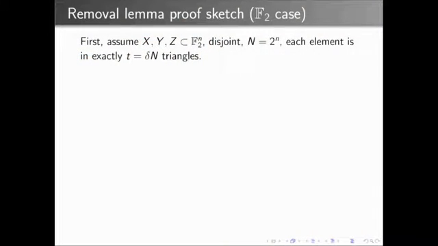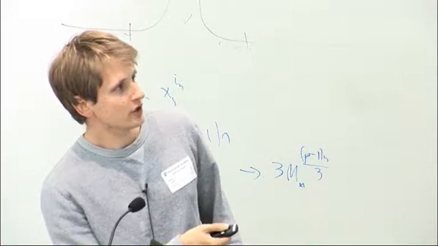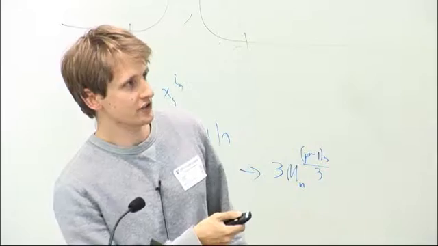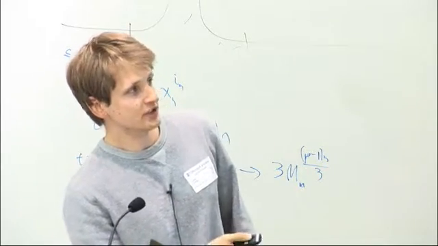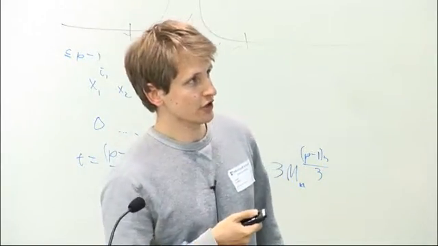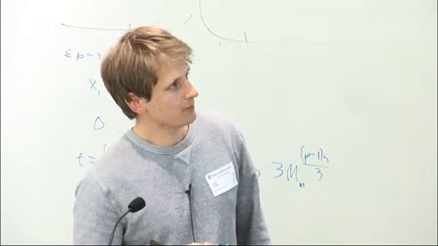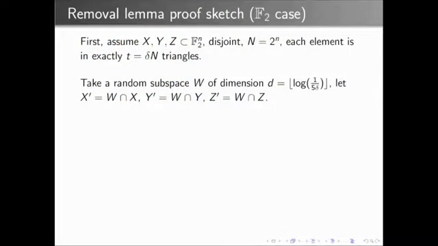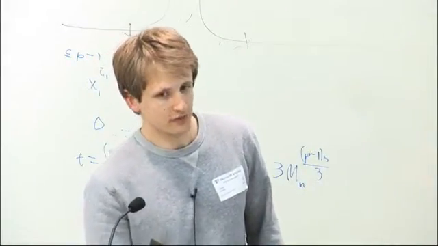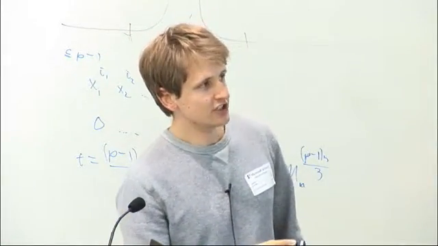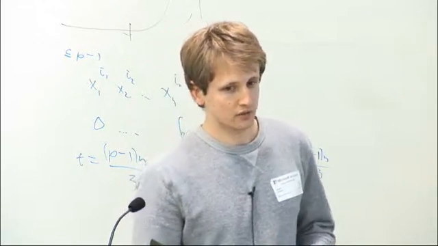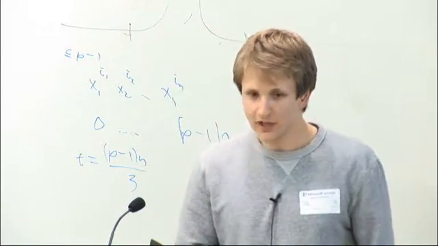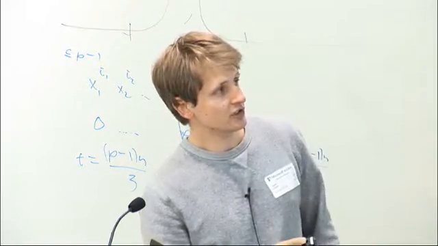So first, we assume that we have these 3 sets x, y, and z that are disjoint, and we again denote n as the size of F_2^n, and each element is in exactly the same number of triangles, so some delta n. And then we want to show that, in fact, x, y, and z must be small. So let's take a random subspace of dimension log 1 over 5 delta. So basically, the size of this subspace will be approximately 1 over 5 delta. And then take the intersection of each of these sets with this subspace.